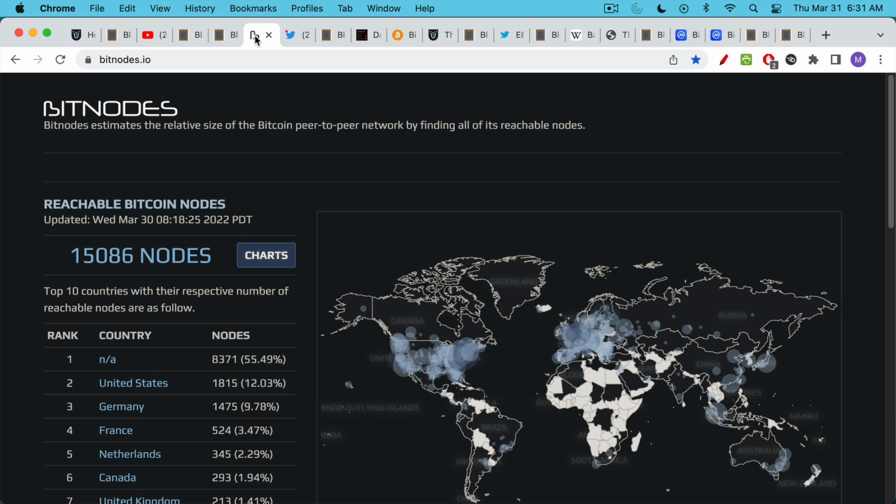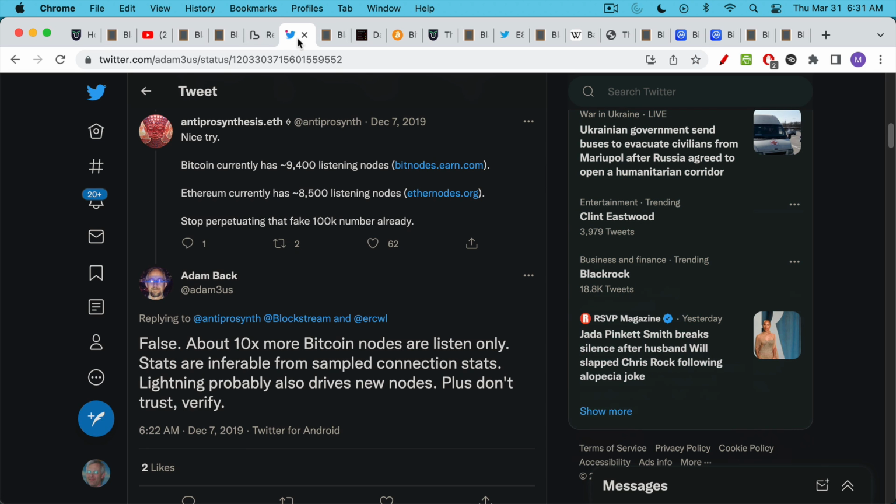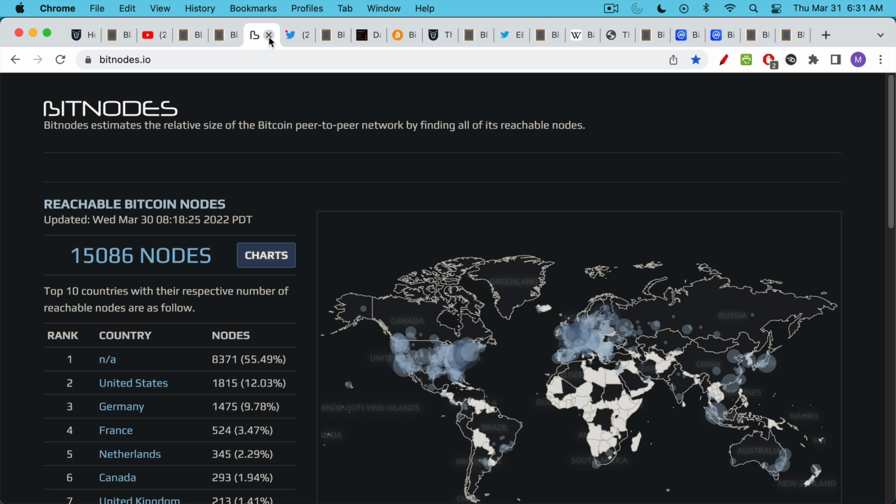So let's talk about full nodes. This is a map of all the reachable Bitcoin nodes in the world. We can see they're spread out all over the world in many different continents. Currently about 15,000 reachable nodes. Adam Back says that they're about 10x. They're approximately 100,000 listen-only nodes. So there are a lot more nodes out there that don't even show up on this map. So this is the Bitcoin network.